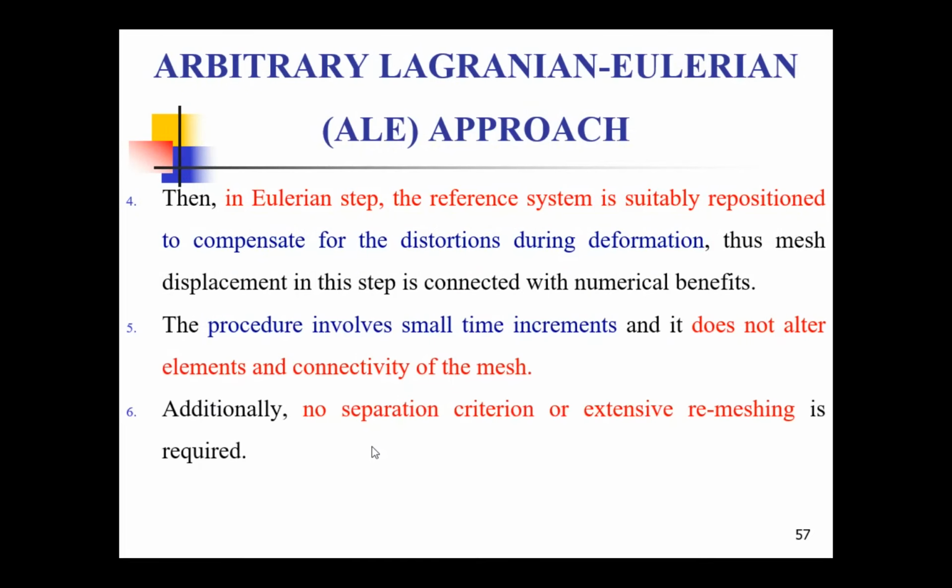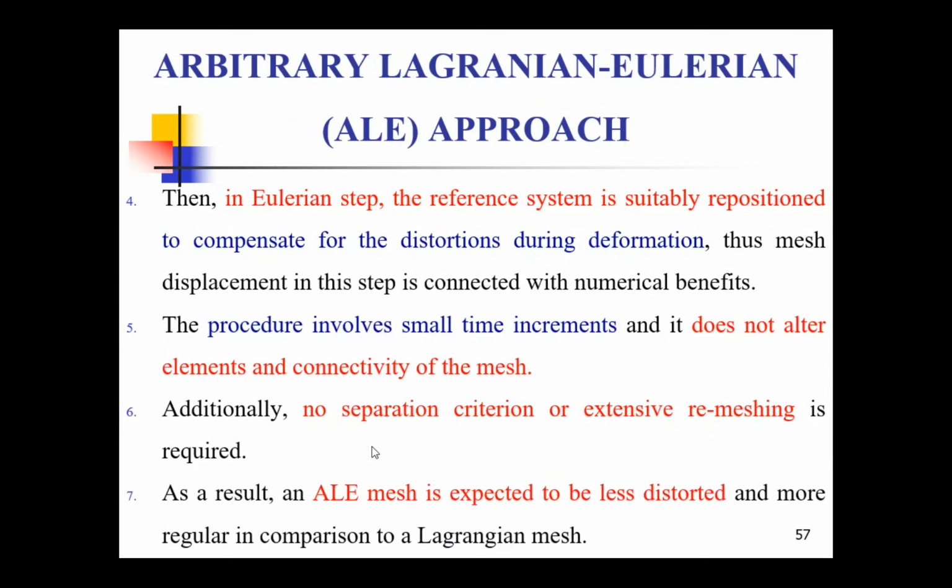So additionally, no separation criteria or extensive remeshing is required because we are going to consider only adaptive remeshing. So no separate criteria is required for this approach. So because of this, when compared to Eulerian or Lagrangian, this ALE mesh is less distorted because it moves arbitrarily. That's why it gets less distorted. Okay.